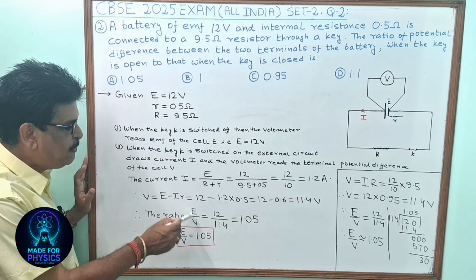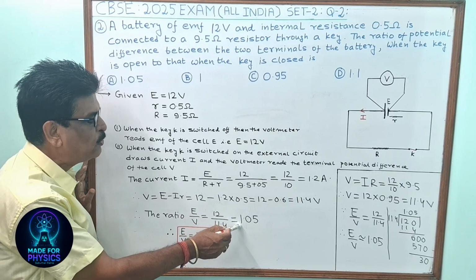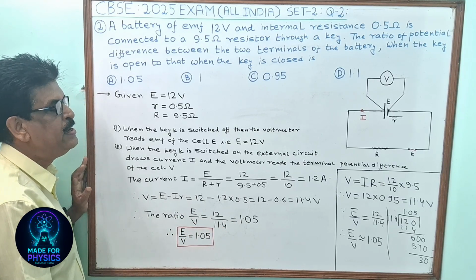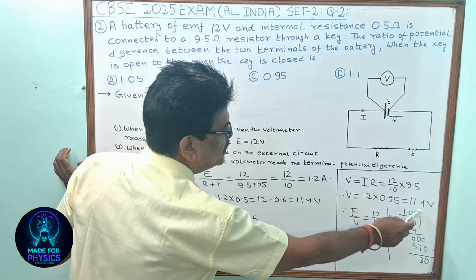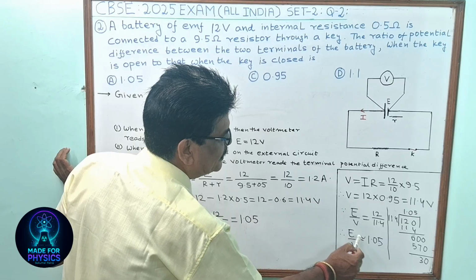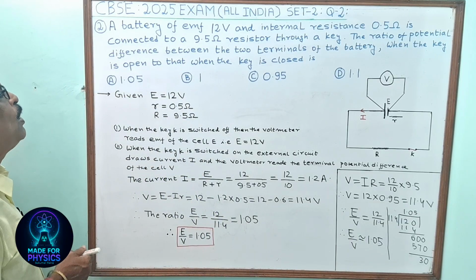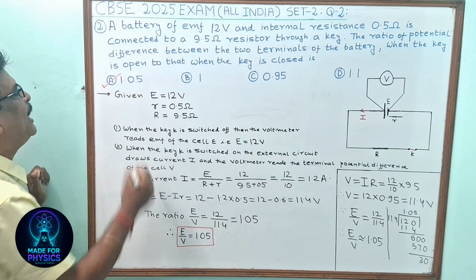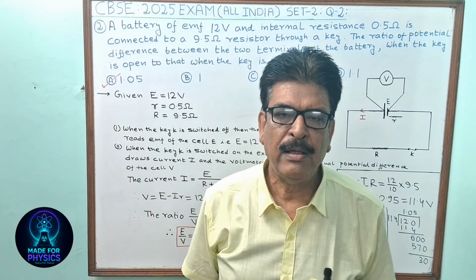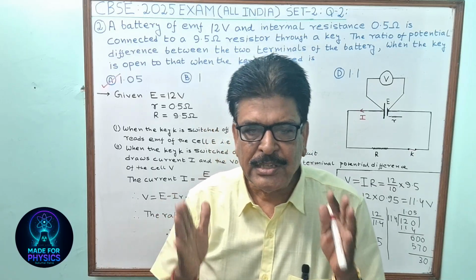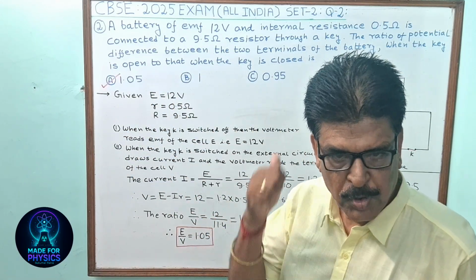The ratio E by V is required, that is 12 divided by 11.4, which comes out to be 1.05. This part you can also see here, the division is being done, and it is found that this E by V is approximately 1.05. So option A is the correct answer. Hopefully you have understood it. This question बहुत difficult नहीं था, just the knowledge has to be applied to get this answer. Hope you got it.